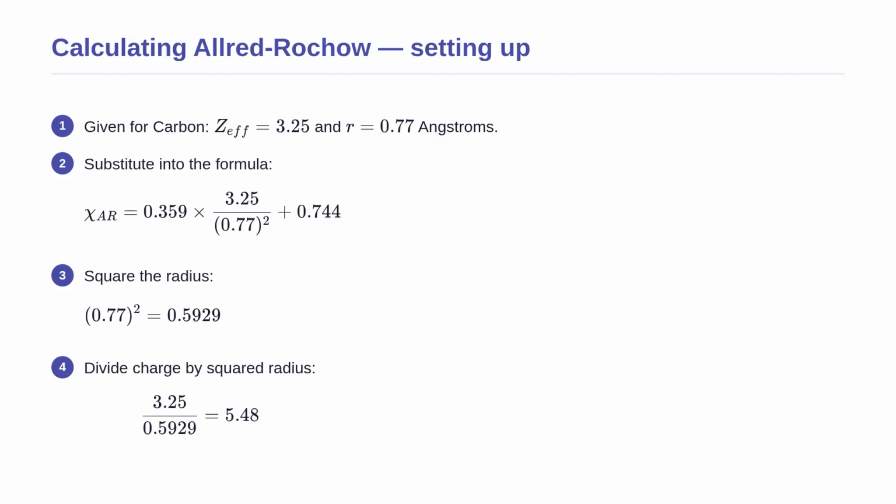Let us calculate the Allred-Rochow electronegativity for a carbon atom. We are given its effective nuclear charge as 3.25 and its covalent radius as 0.77 angstroms. We substitute these values directly into the empirical formula. Following the order of operations, we must first square the radius in the denominator, which gives us 0.5929. Next, we divide the effective nuclear charge by the squared radius. This division gives us 5.48, which represents the raw physical pull of the nucleus on the outer electrons.